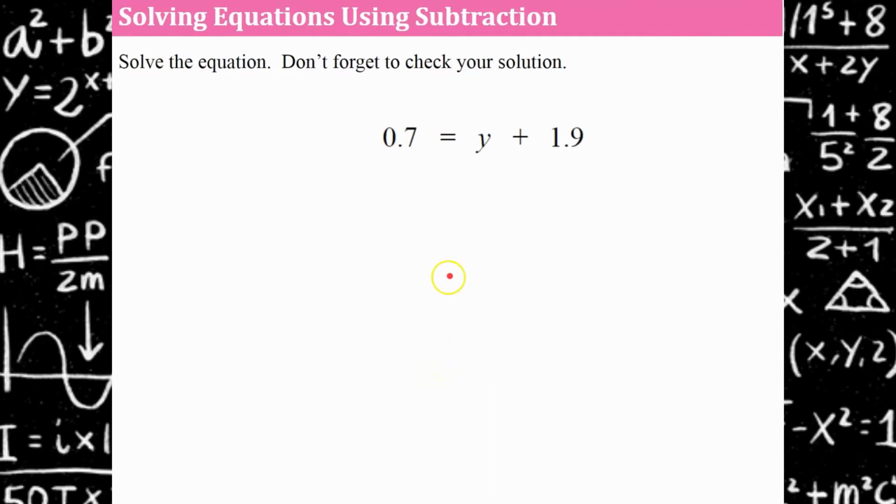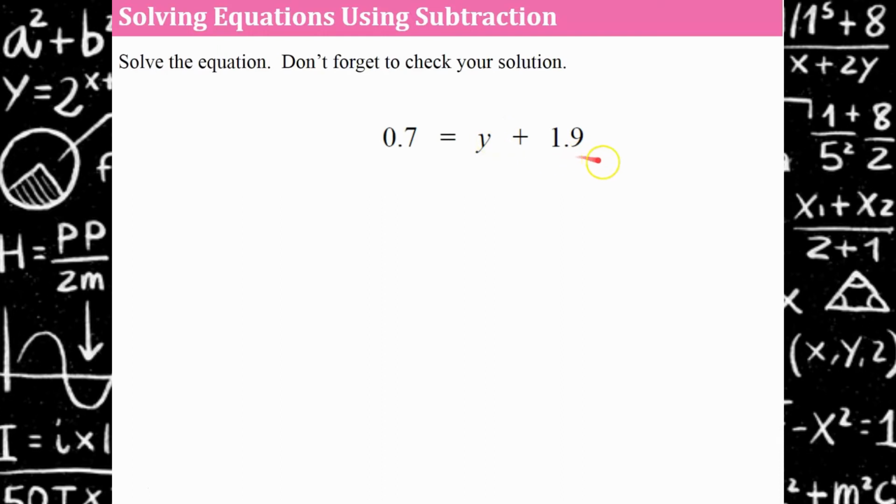Let's try one with subtraction, and we're going to check our solution as well. So now I have 0.7, or 7/10, is equal to y plus 1.9, or 1 9/10. My goal is to get y alone. I need to isolate the variable term because I want to know what y is equal to.